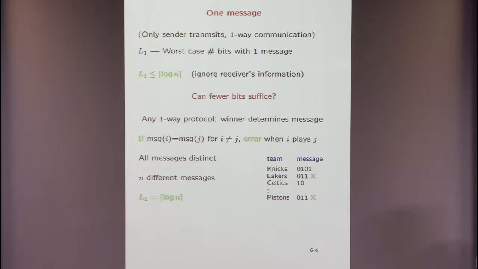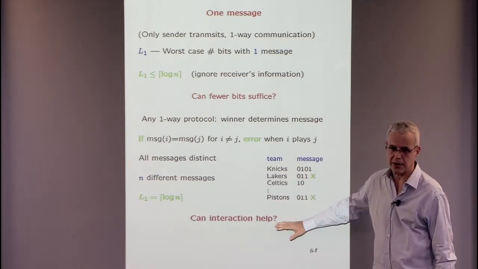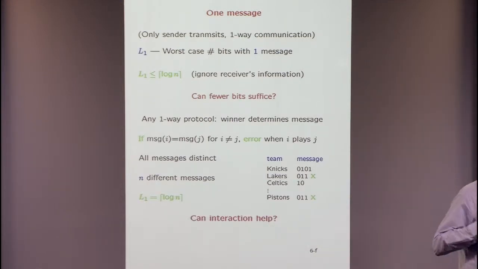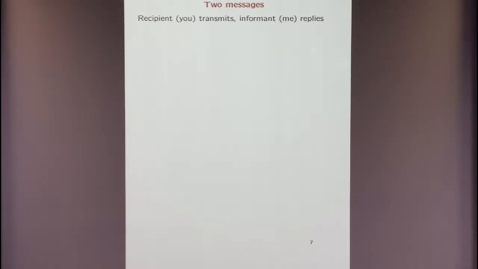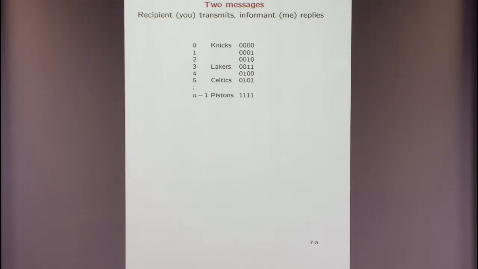So the question, of course, is whether interaction can help. And notice that I don't need to learn anything. I only want to transmit to you. So it's not clear that you should be transmitting to me. So that's the question. Can you tell? So 2 messages. You transmit first. Remember, you know the 2 teams. And then I reply. So how can we do it?